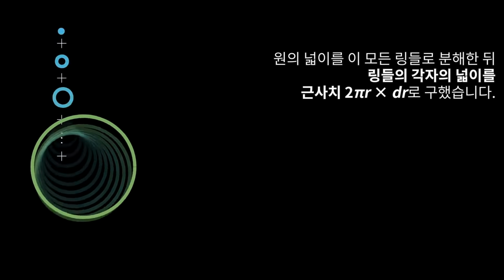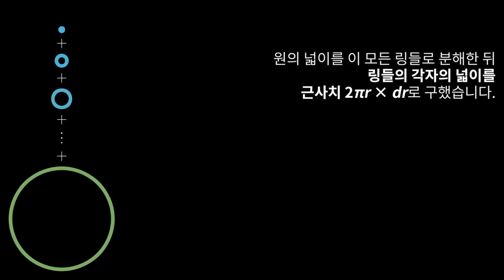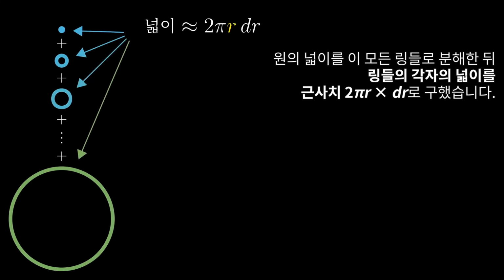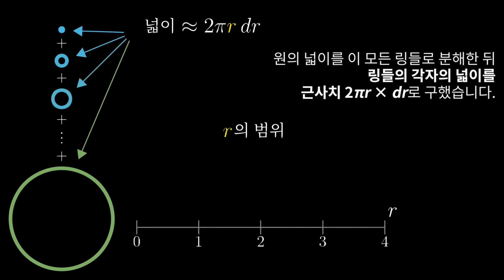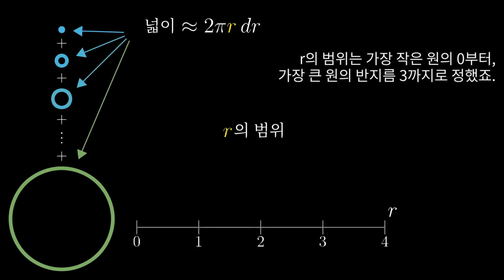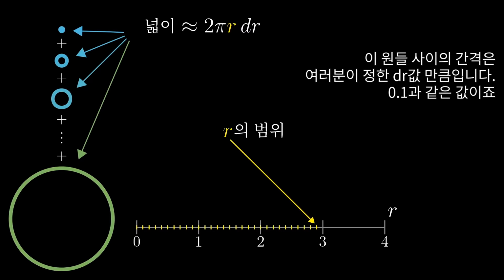So just to sum up where we are, you've broken up the area of the circle into all of these rings, and you're approximating the area of each one of those as 2 pi times its radius times dr, where the specific value for that inner radius ranges from 0 for the smallest ring up to just under 3 for the biggest ring, spaced out by whatever the thickness is that you choose for dr, something like 0.1.